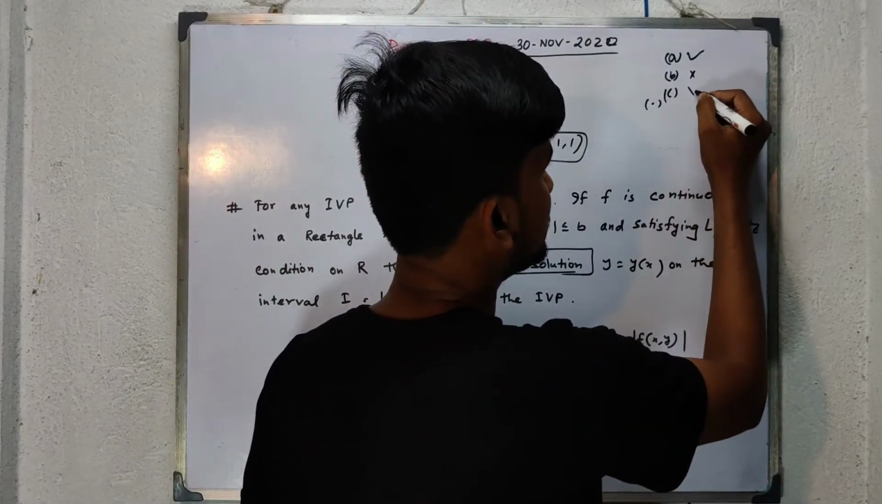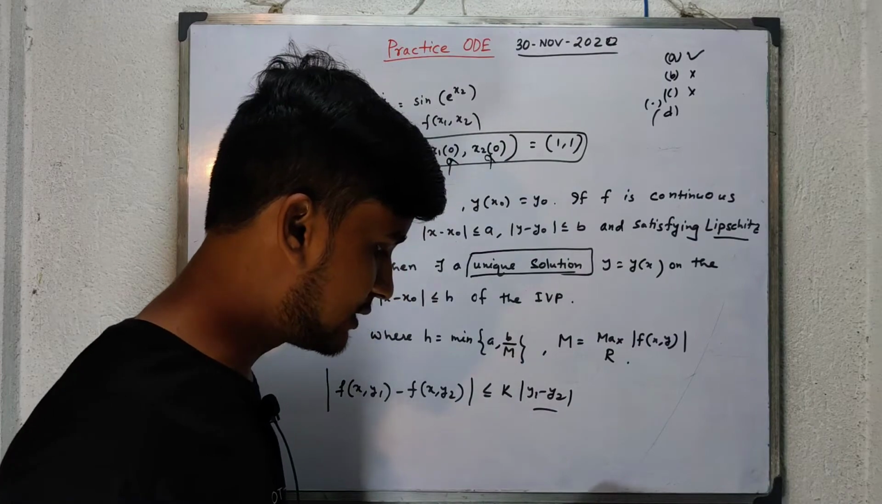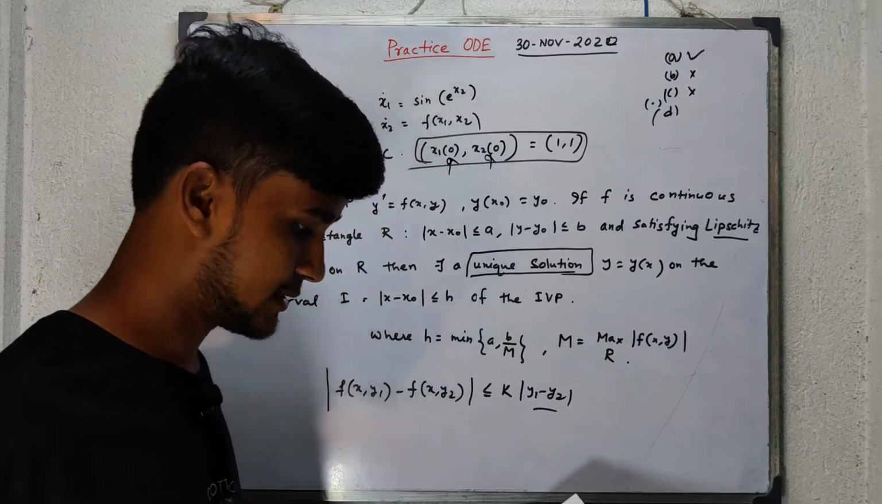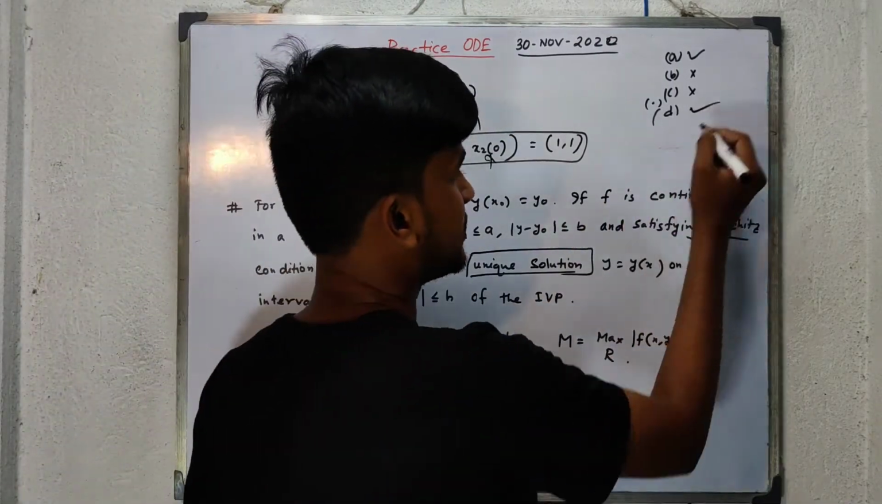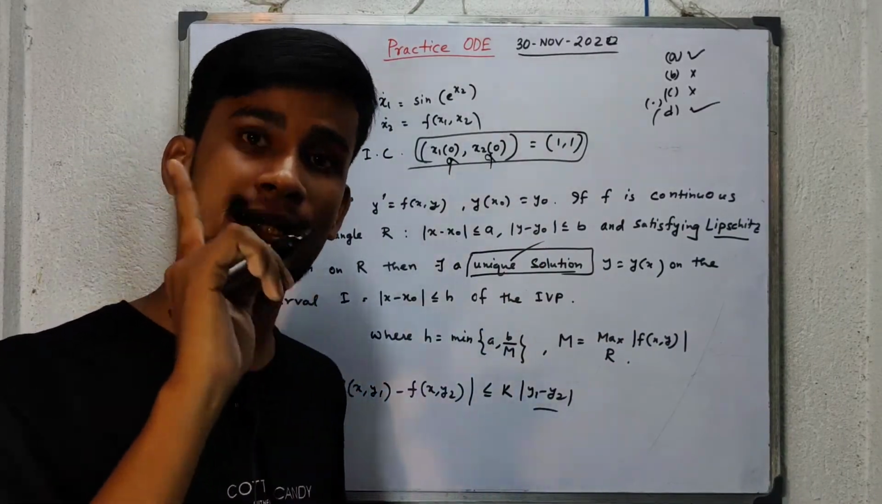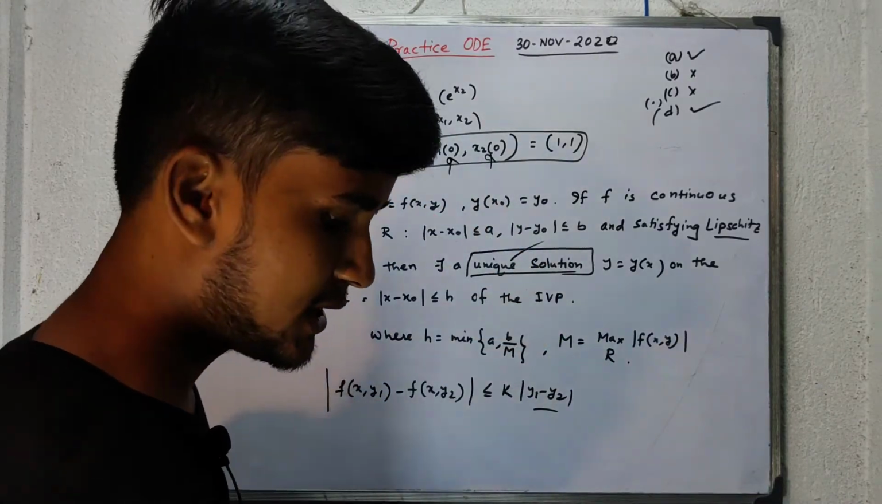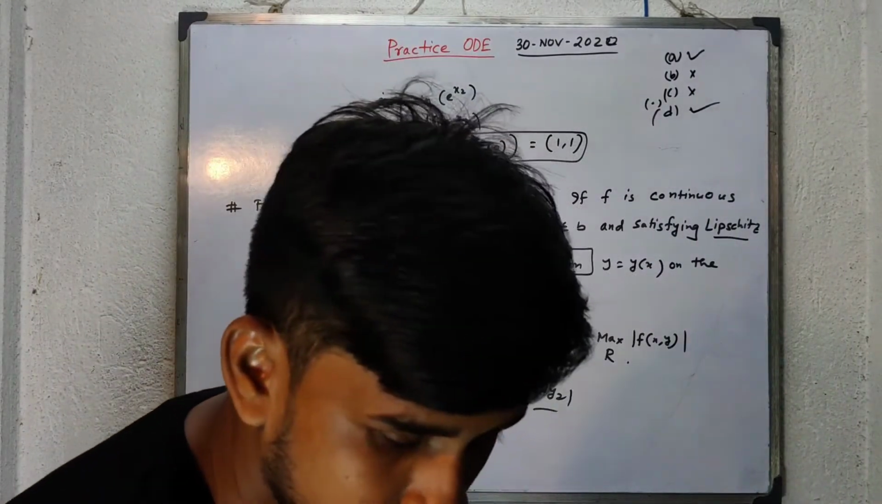C is also incorrect, and option D says that there exists at least one solution around time 0. So this is also a correct option, since this is a unique solution, that means it is at most one and at least one at the local point of that neighborhood. So this is the answer of the question. Now go to the next question.